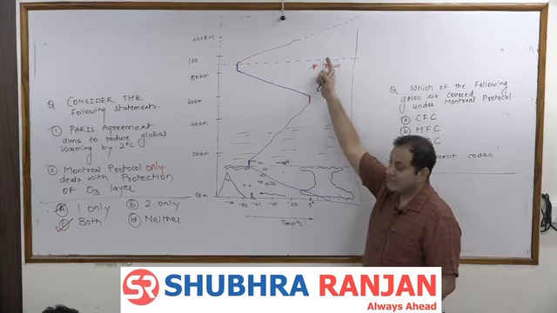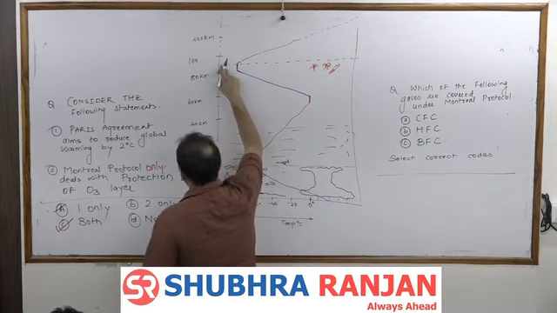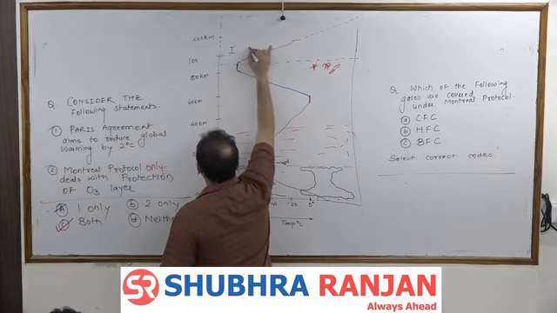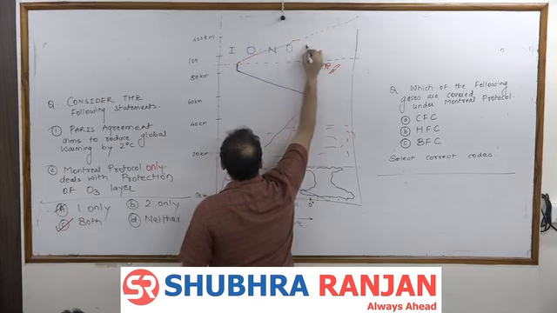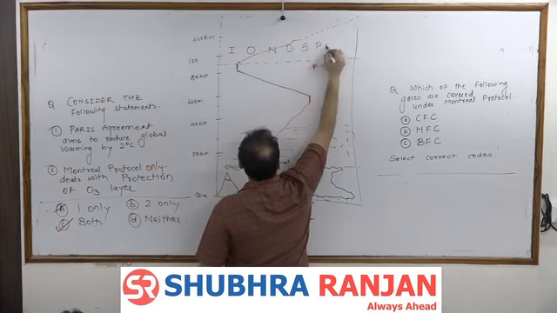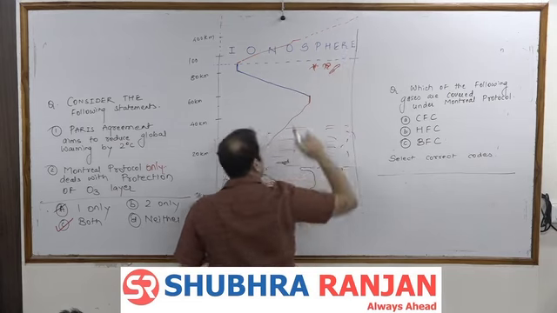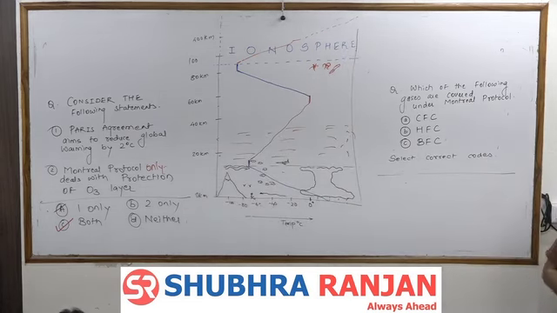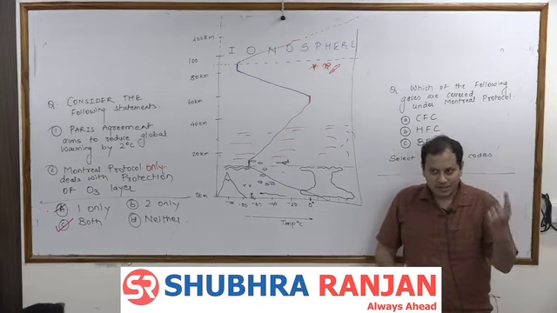Now this layer is very important, from 90 or 100 to 400 kilometers. This layer has the presence of charged particles, which we call ions, and it is known as the ionosphere. It is divided into further layers: D layer, E layer, F layer, G layer, which is not needed in GS. It is known as the ionosphere. Ionospheres are the charged particles, and their importance is twofold.